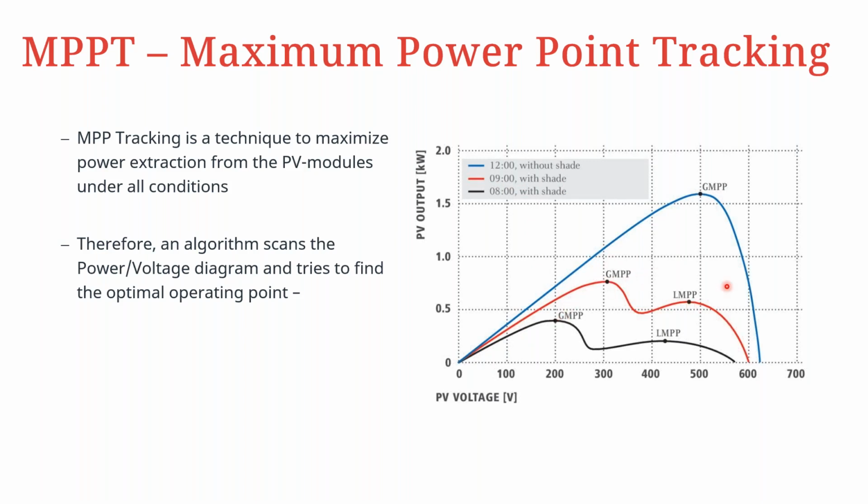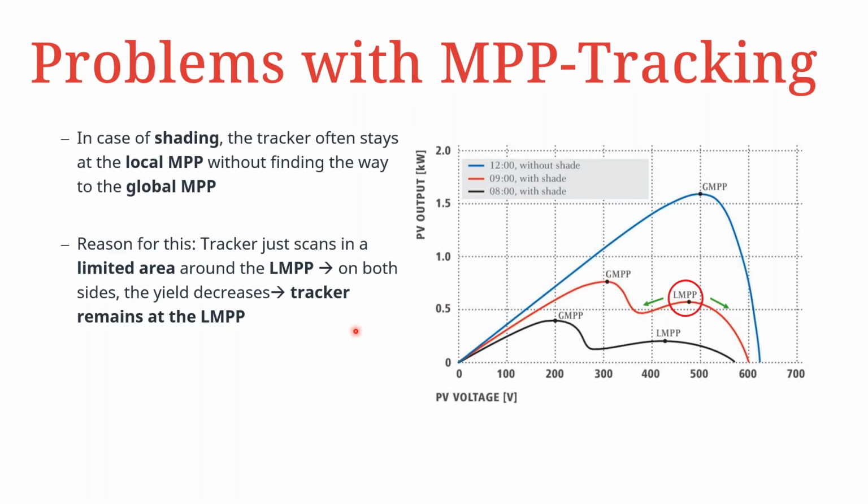The biggest problem with the ordinary MPPT technology is that in the case of shading, the tracker often stays at what we refer to as the local maximum power point, as we can see in this curve. So this would be our 9 a.m. curve with a bit of shade. We have one local maximum power point, and we also have a better operating point, which we refer to as a global maximum power point.